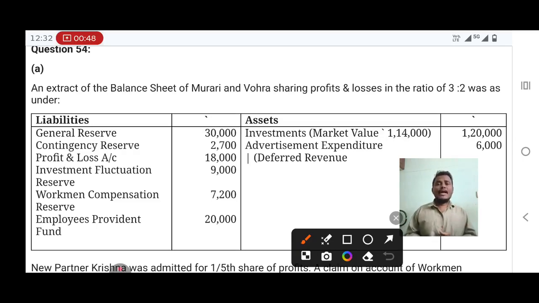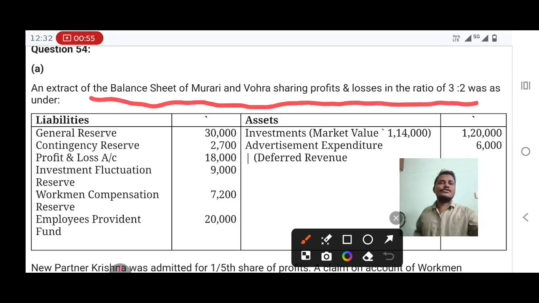An extract of balance sheet. I am reading the question. An extract of balance sheet of Murari and Vora sharing profits and losses in the ratio of 3:2 was as under. The old ratio is 3:2, please keep this in mind. The liability side is showing general reserve, contingency reserve, profit and loss account, investment fluctuation reserve, workmen compensation reserve, employees provident fund. And in the asset side, investments market value is 1,14,000, but the book value is 1,20,000.